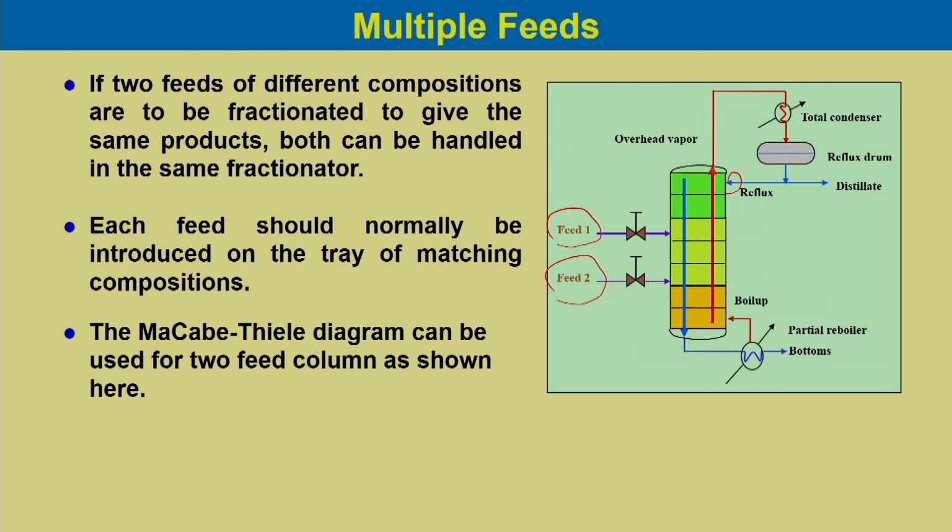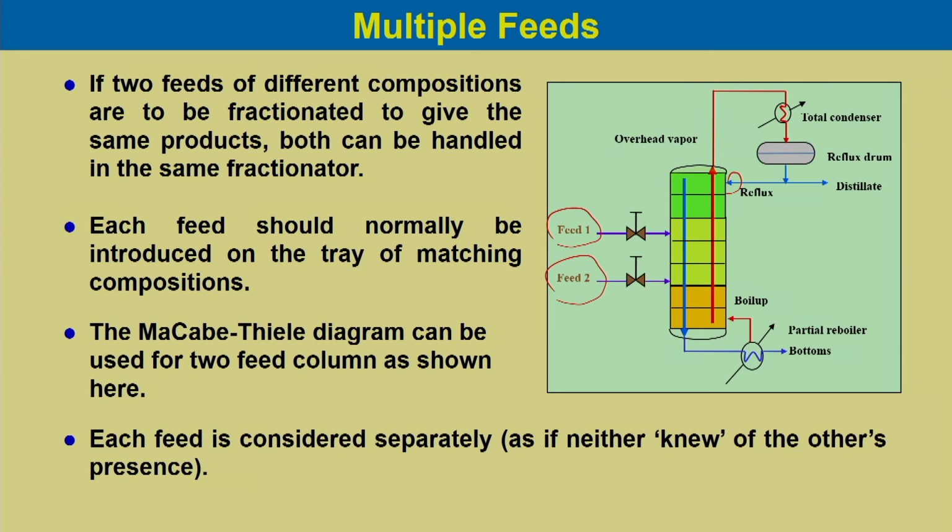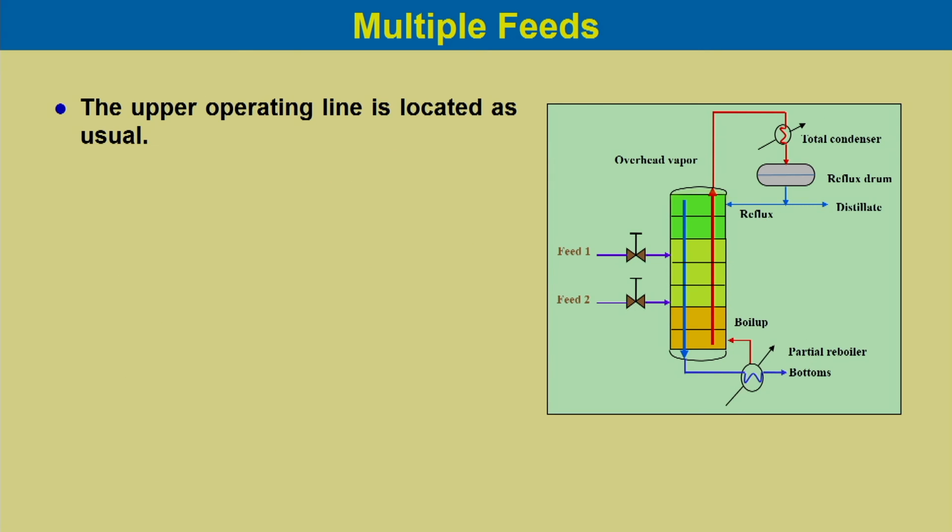The McCabe-Thiele diagram can be used for a two feed column as shown here. That we will discuss later. For this type of two feed column, we can use the McCabe-Thiele type of diagram. Each feed is considered separately as if neither knew of the other's presence. The upper operating line is located as usual.